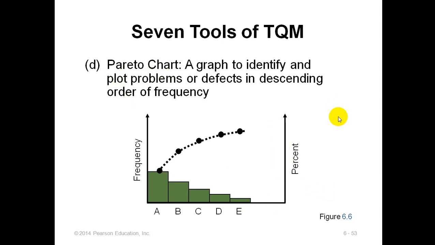Pareto chart believes in the 80-20 rule. It states that 80% of our problems are because of 20% of the reasons. If we root out only one cause, we can solve 80% of our problems. So let's look at an example.